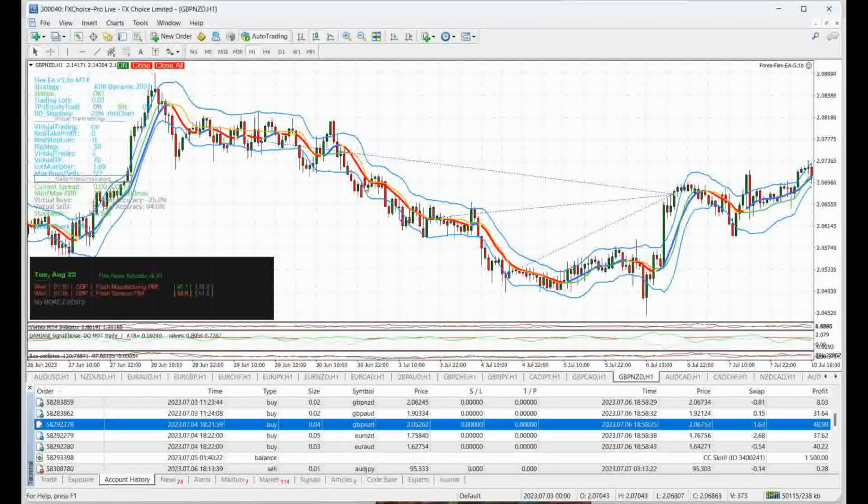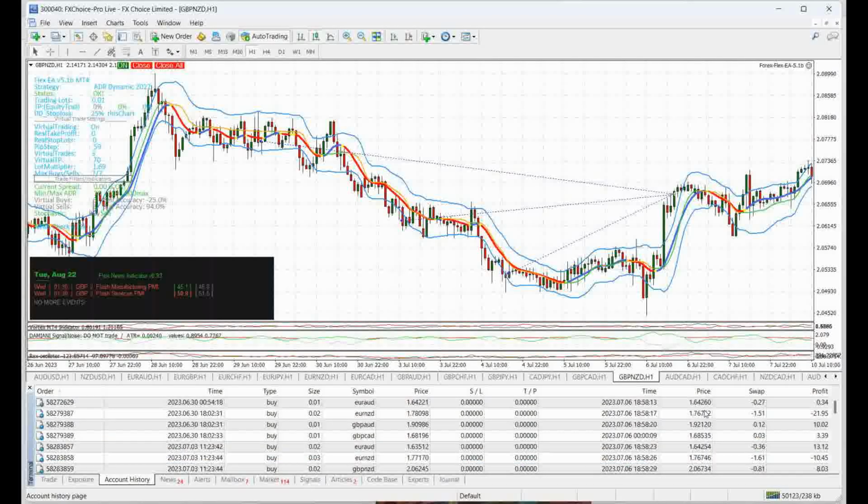Now this is completely automated through my VPS. I didn't trade anything manually. This is all part of Forex Flex strategy. Now on the third trade, it bounced back, and we ended up closing at a profit of $48, which at the time was a little over 1% of my account.